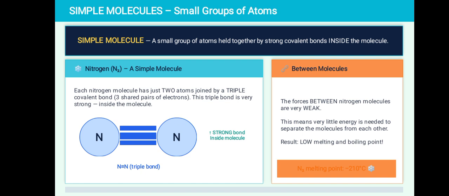And other simple molecules like oxygen, which is O2, methane, CH4, carbon monoxide, CO, and sulfur dioxide, SO2, work exactly the same way, with weak molecular forces between molecules. So, when there are weak molecular forces, they have a low melting point.